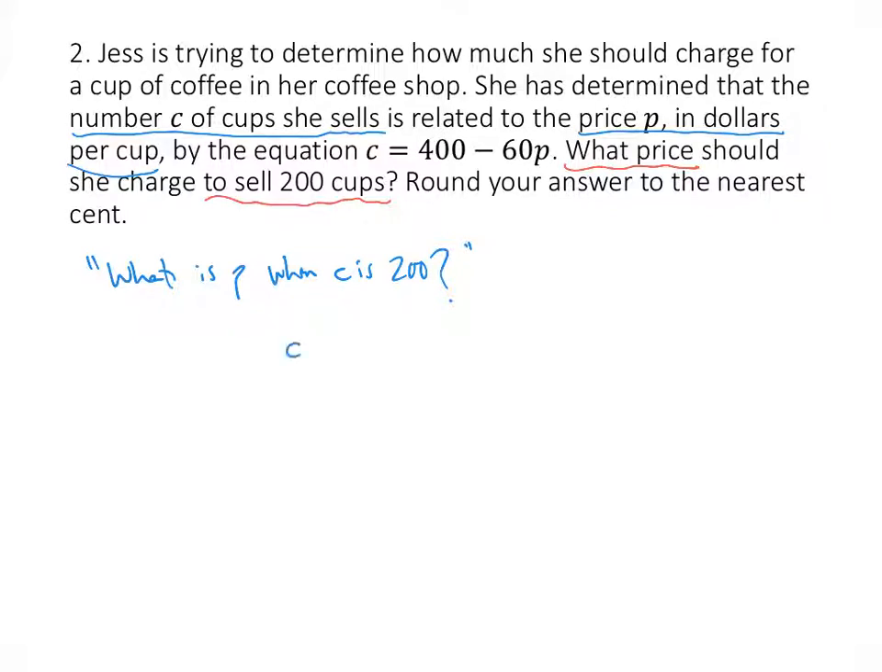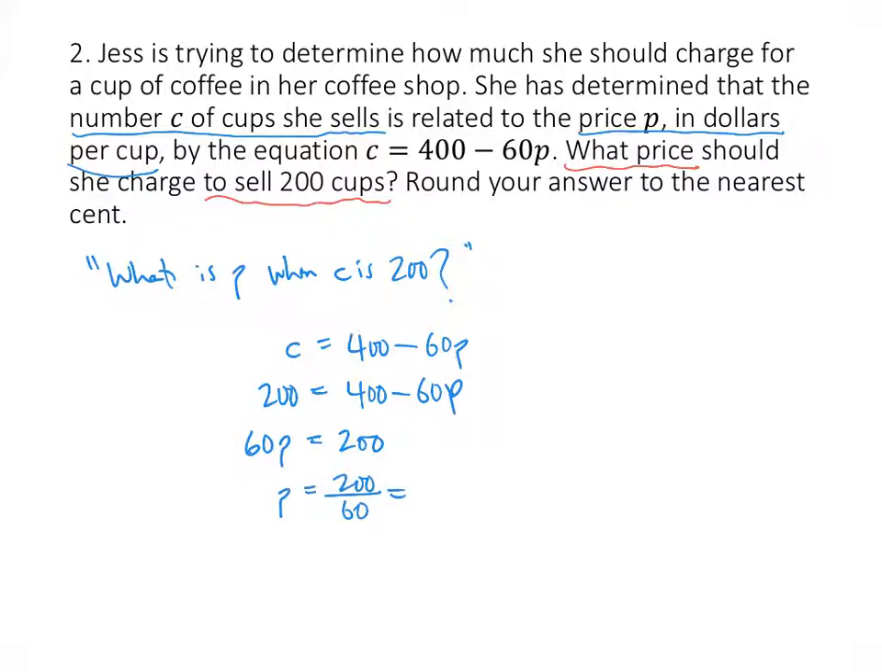So we're going to take our equation, C equals 400 minus 60P, and we're going to take the 200 and plug it in for C. And then that's going to figure out what P is. If we don't like the P being on the right-hand side of the equation with the negative sign, we can add 60P to both sides and subtract 200 from both sides. Divide both sides by 60, we get P equals 200 divided by 60. And that works out to be 3.33333.